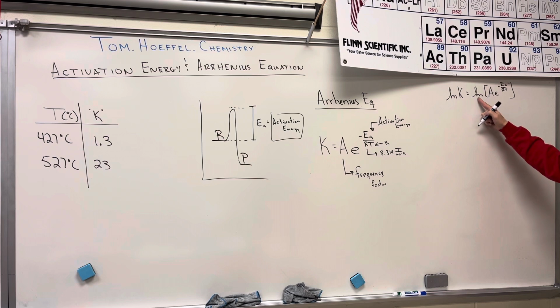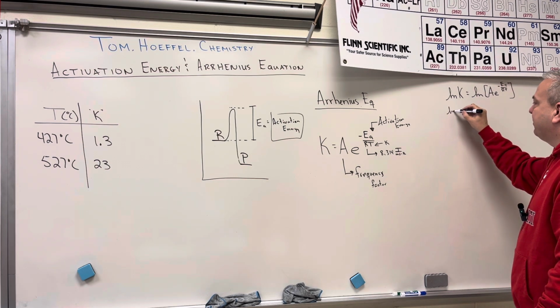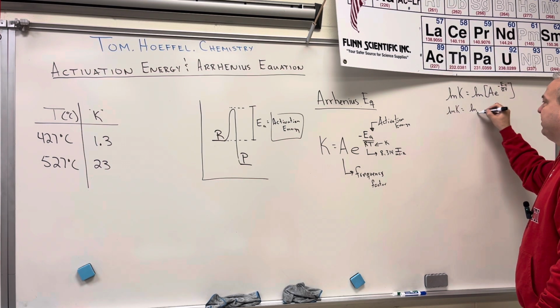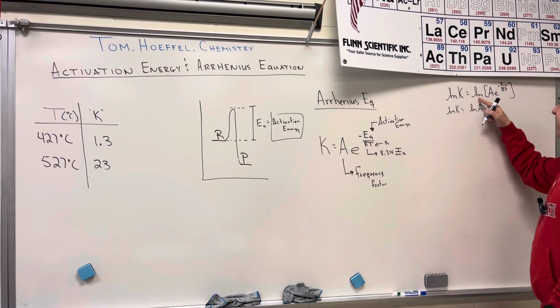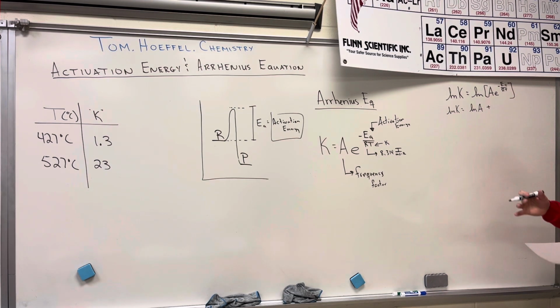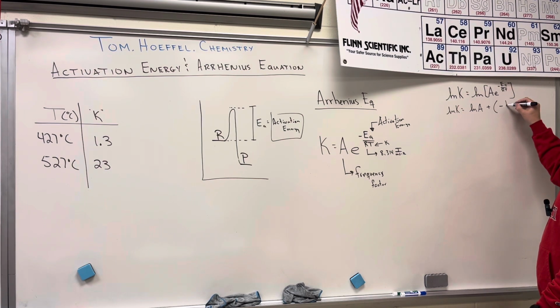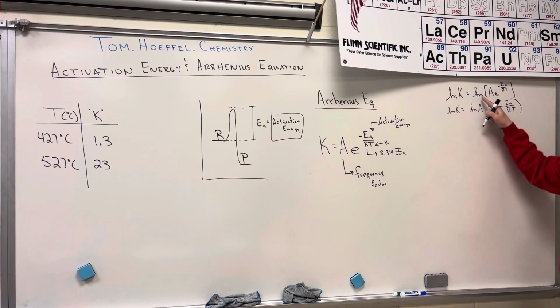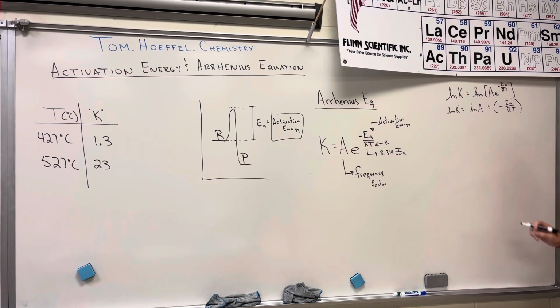Okay, so we're going to distribute this natural log in two places, because these are multiplied by each other. So the natural log of K is going to be equal to the natural log of A plus the natural log of e, that's just equal to 1, and that's going to equal the exponent, negative EA over RT. So the natural log of e is just 1, and that's what brings this exponent down.